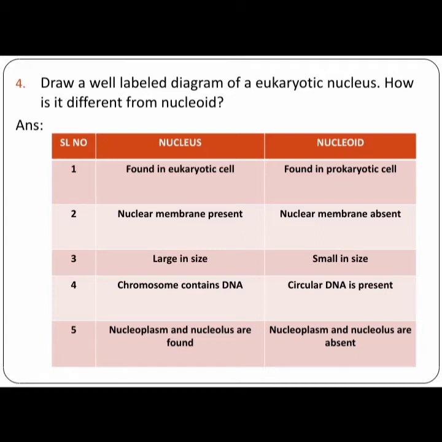The nucleus is very large in size, whereas the nucleoid is very small in size. In the nucleus we see chromosomes that contain DNA, whereas in the nucleoid we see DNA but it is circular. Okay, circular DNA is present. Nucleoplasm and nucleolus are found in the nucleus, and nucleoplasm and nucleolus are absent in the nucleoid. So this is the major difference between nucleus and nucleoid. Here also you need to draw a diagram of the nucleus. They have asked only for the eukaryotic nucleus. It is there in your textbook. Refer to it and practice thrice.